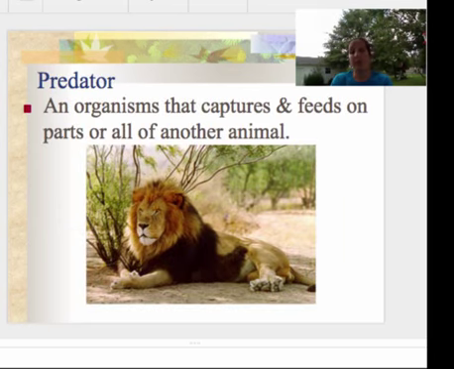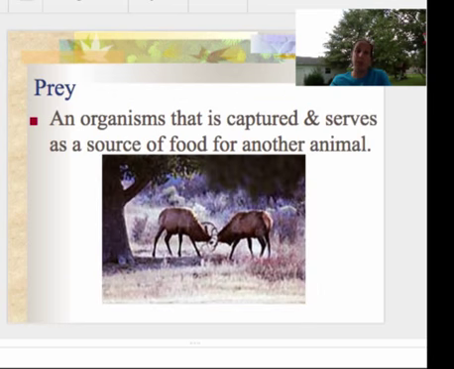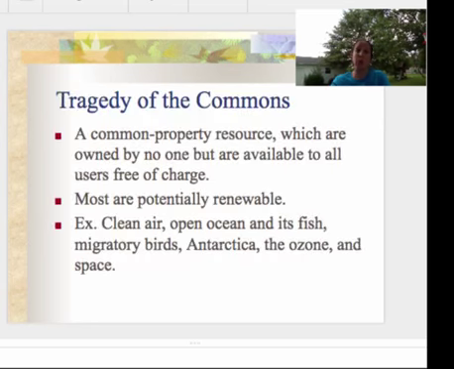A predator is an organism that captures and feeds on all parts of another animal, such as a lion, and we'll get to that. Another type of predator can also consist of humans. They can be the top predator. Conversely, we have the prey, and that's the organism that is captured and serves as that source of food and energy for that predator.